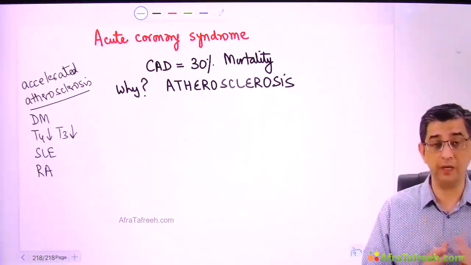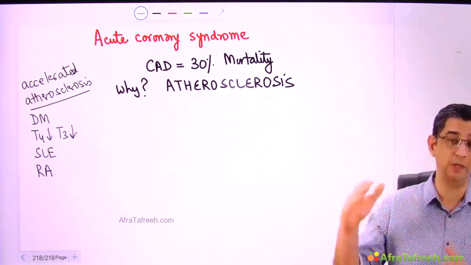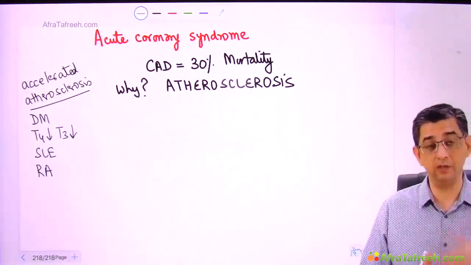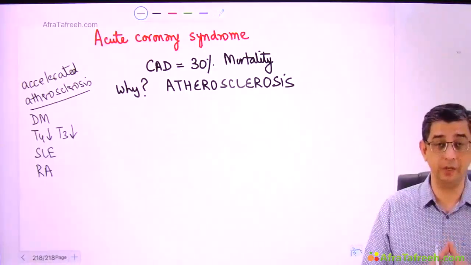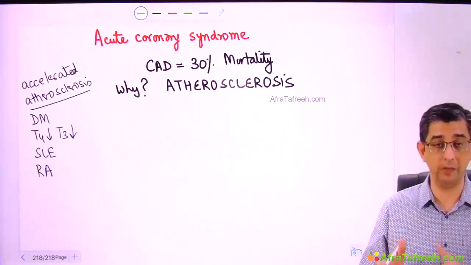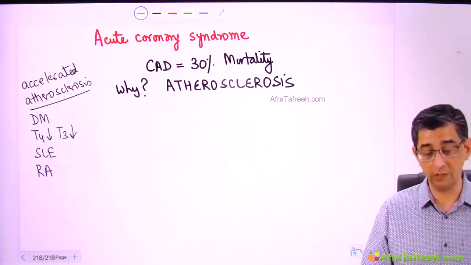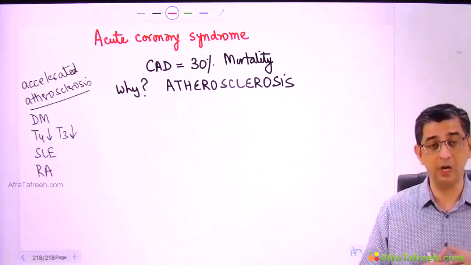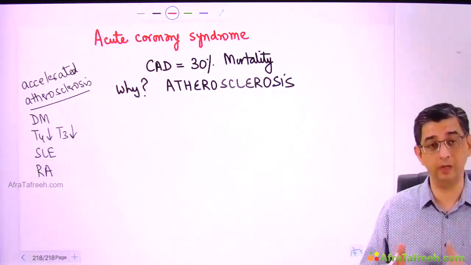And I also want to highlight that if you compare the Indian population with the American population, the development of atherosclerosis begins earlier in the Indian population as compared to the American population. Why that is so, I'll also explain to you as we progress in the discussion, but we Indians are more predisposed to having heart disease as compared to the American population.